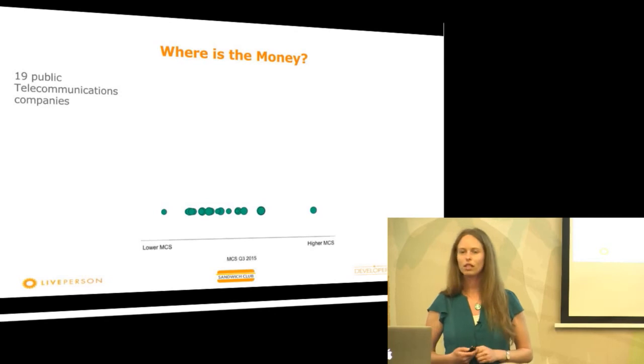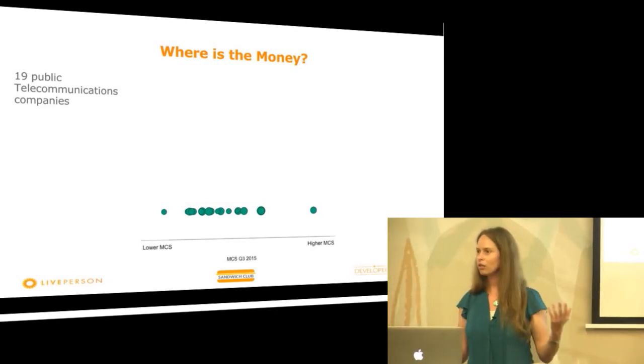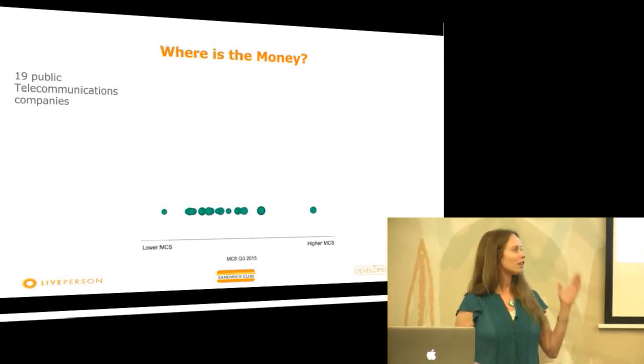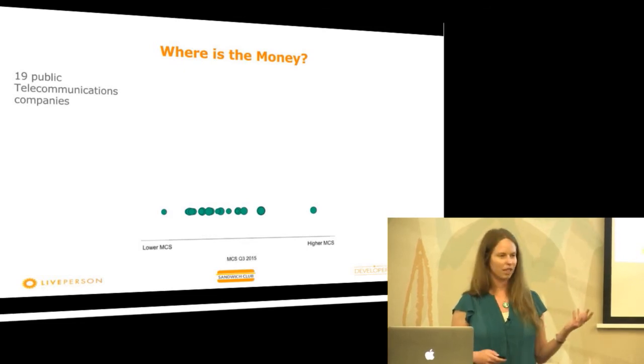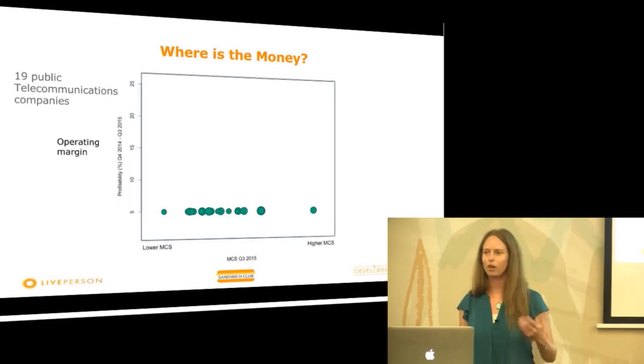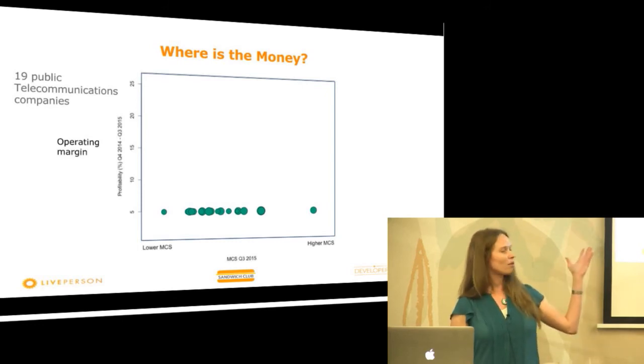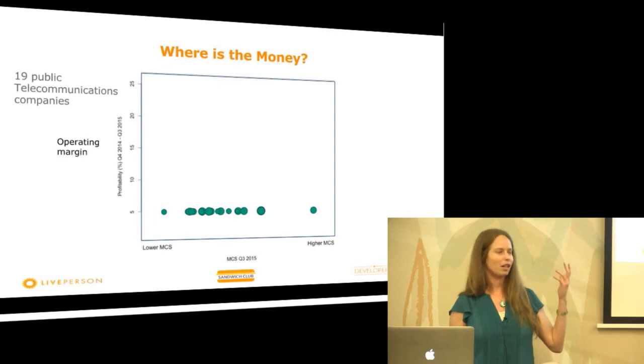And then we wanted to see the relation of this MCS to some financial metric. The financial metric we chose was profitability, specifically operating margin, excluding unusual items. And then we wanted to see what the operating margin of each one of these brands is. And this is what we found out.